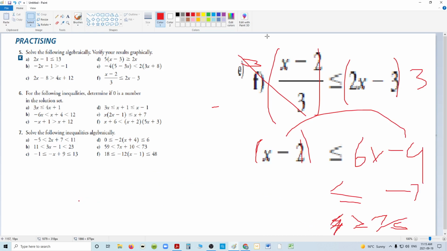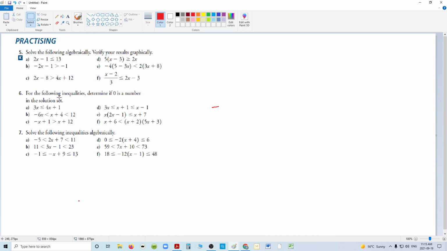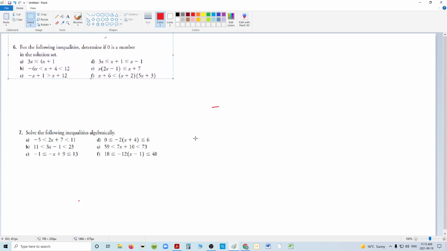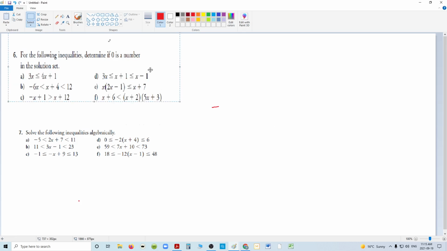Okay, there we go. And we're moving on now. 5's done. Notice the practice ones are a lot easier than the other ones, and that's because they want you to get warmed up. Find the qualities determinant 0 as the number of solution set.